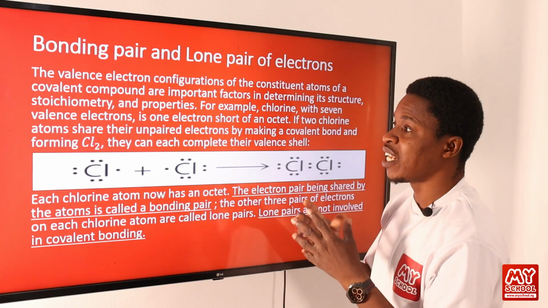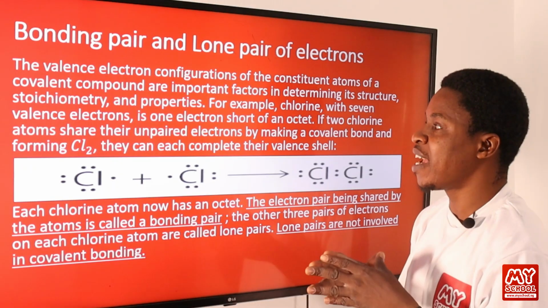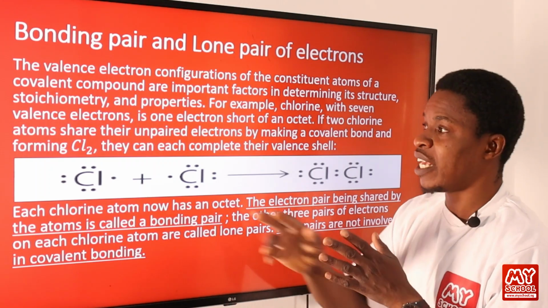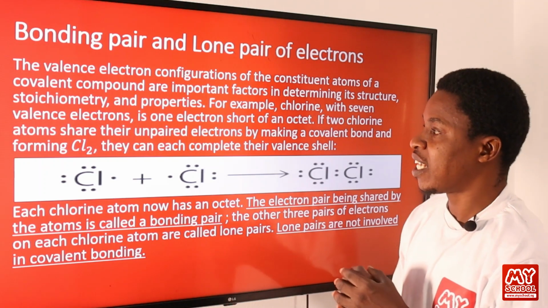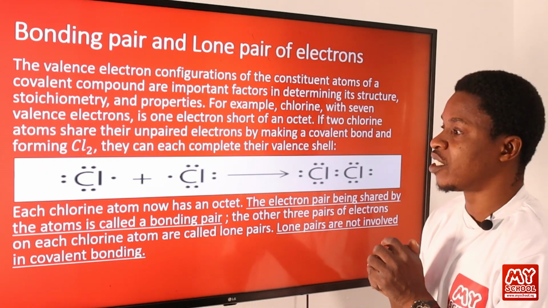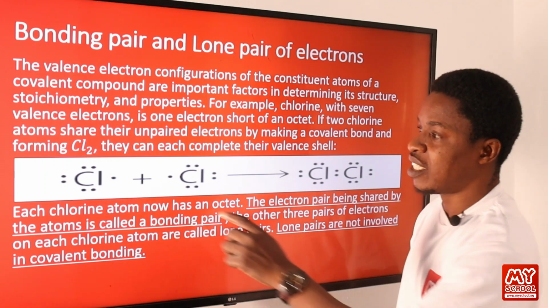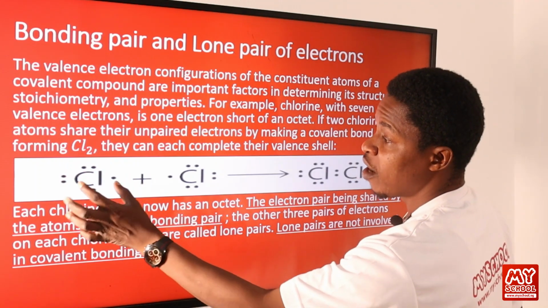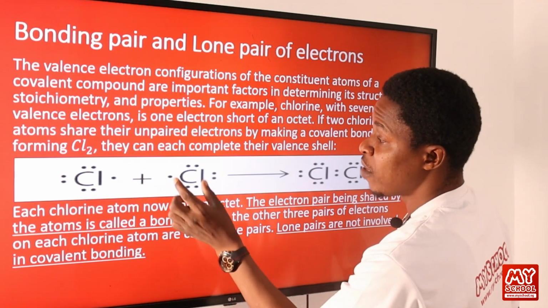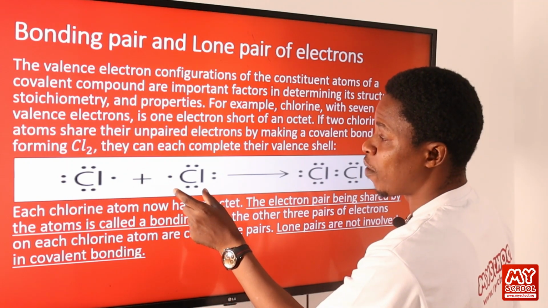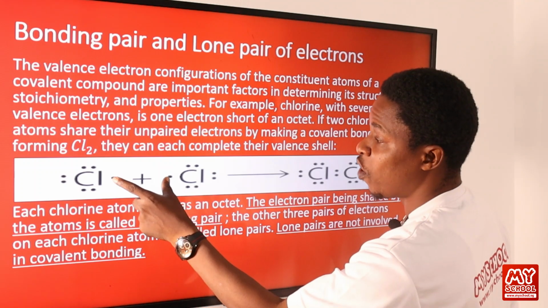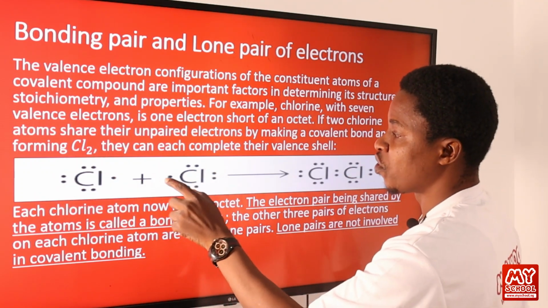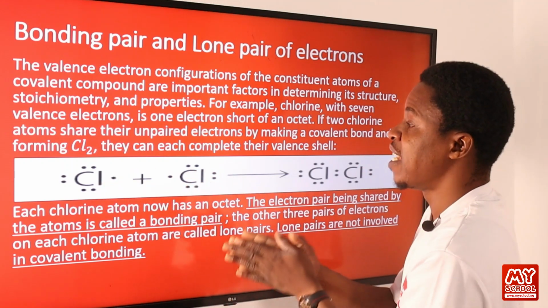So if 2 chlorine atoms share their unpaired electrons by making a covalent bond and then forming a Cl2 chlorine molecule, they can each complete their valence shell like we have it here. This is the outermost shell electron. We have 1, 2, 3, 4, 5, 6, 7. We have 7 on this chlorine atom, and then combining with another chlorine atom because they need to satisfy the octet rule by having 8 electrons in the outermost shell. So both of them will bond together and share their electrons.